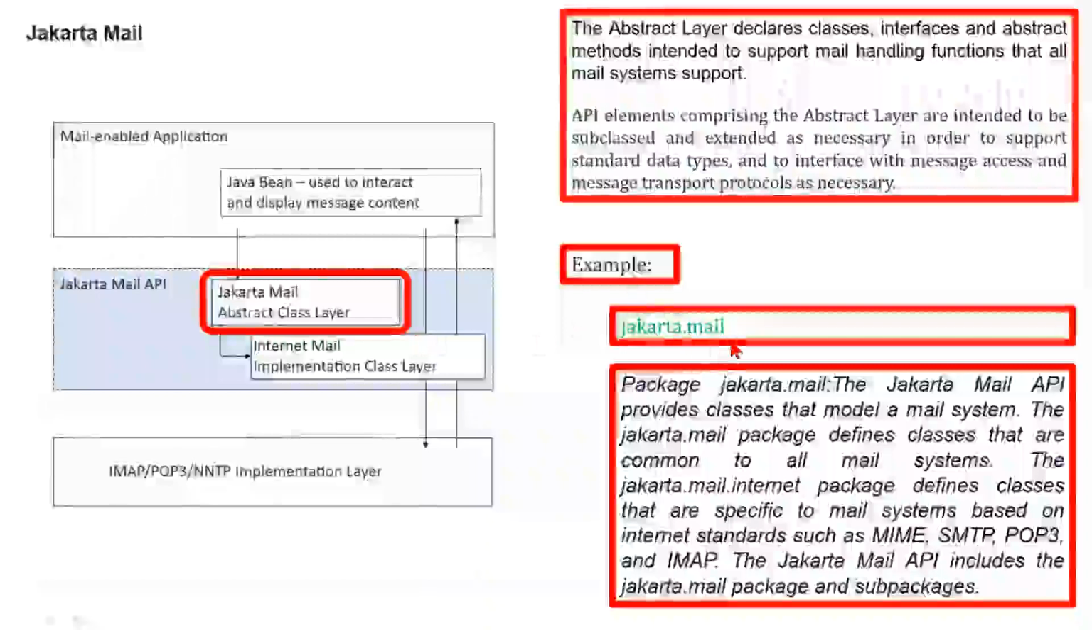For example, we can consider the package Jakarta.mail. The Jakarta Mail API provides classes that model a mail system. The Jakarta.mail package defines classes that are common to all mail systems. The Jakarta.mail.internet package defines classes that are specific to mail systems based on internet standards such as MIME, SMTP, POP3, and IMAP. The Jakarta Mail API includes the Jakarta.mail package and subpackages. This package is in the module Jakarta.mail.